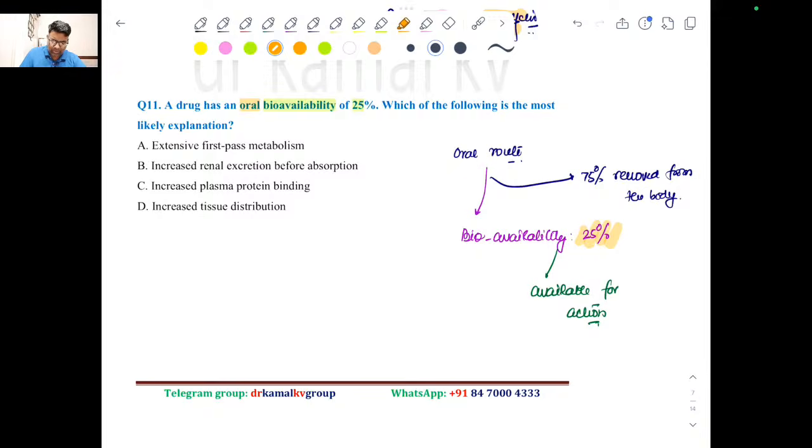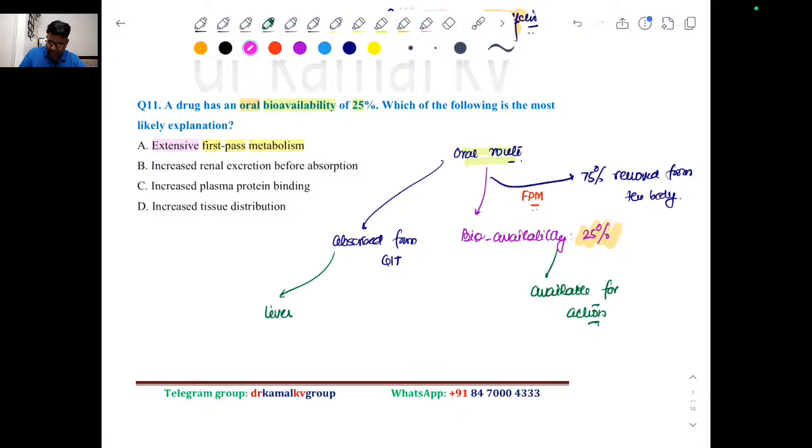Yes, Dr. Shamim, absolutely right. There is extensive first pass metabolism, right? Extensive first pass metabolism, and I think most of you must be knowing what is this first pass metabolism, that whenever we give a drug by oral route, it is absorbed from GIT, taken to liver, and where it is metabolized.